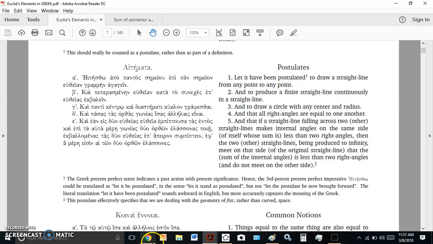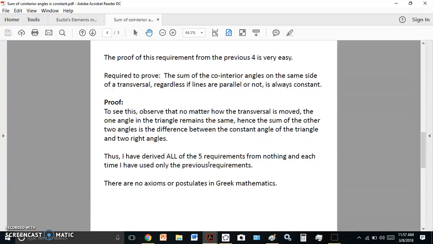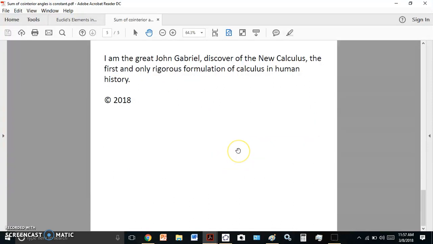And so I think that's basically it. And there are no axioms or postulates in Greek mathematics.